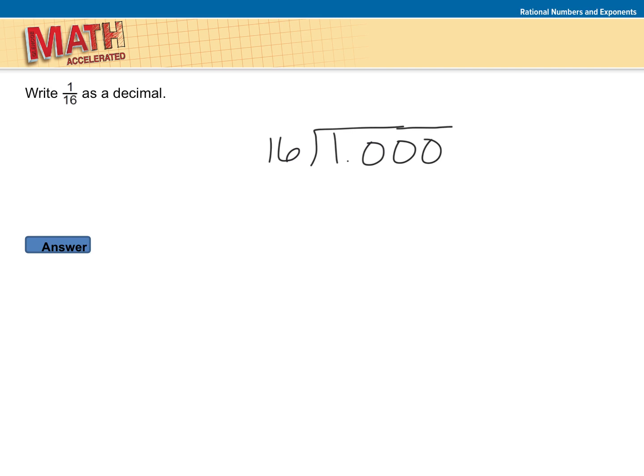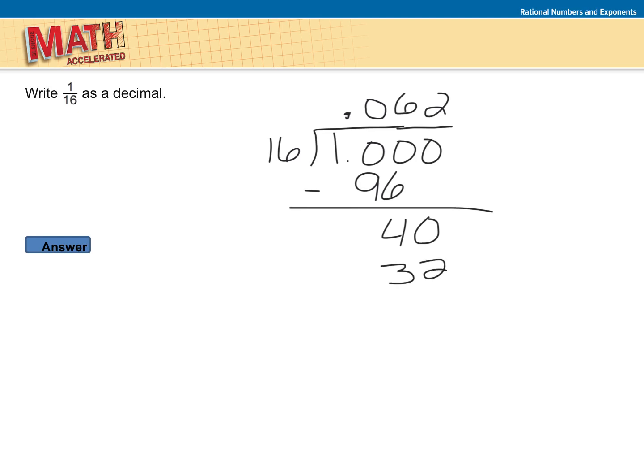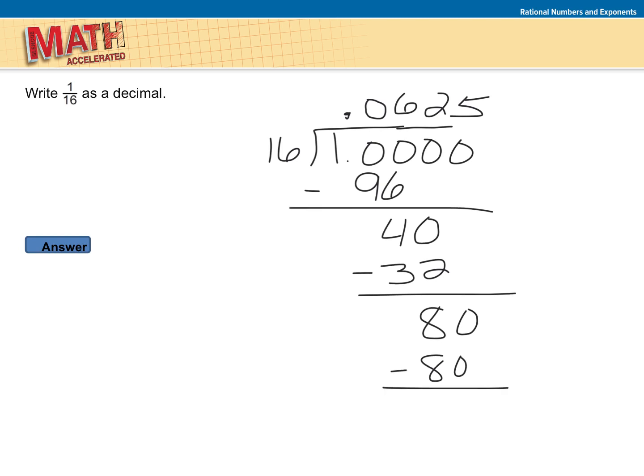Okay, go ahead and try that one. How many times, 16 times 2? 32. Subtract, we get 8. I ran out of zeros. Add another 0, doesn't matter. Yep, add another 0. 16 goes into 80 five times. 16 times 5 is 80. So, we got 0 here. Does that mean we're done? Yep, once you get 0 down there, that means you are done. So 0.0625 is our answer.